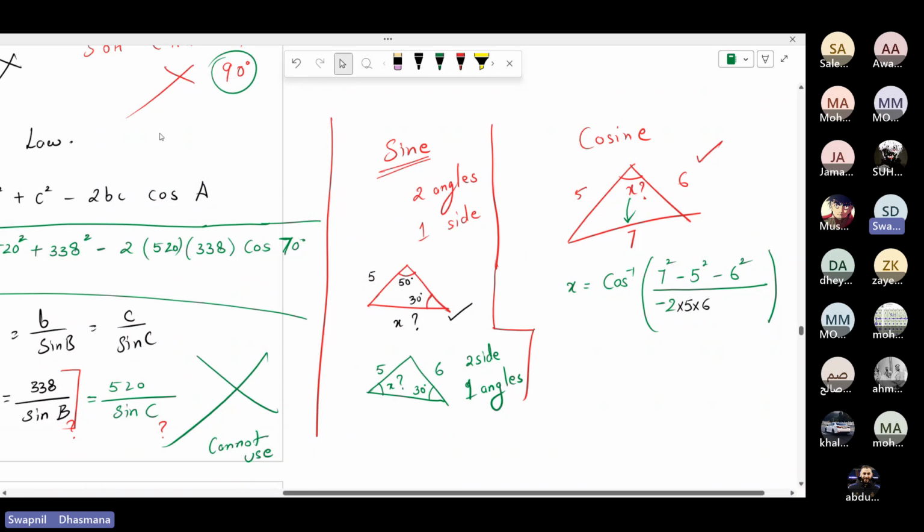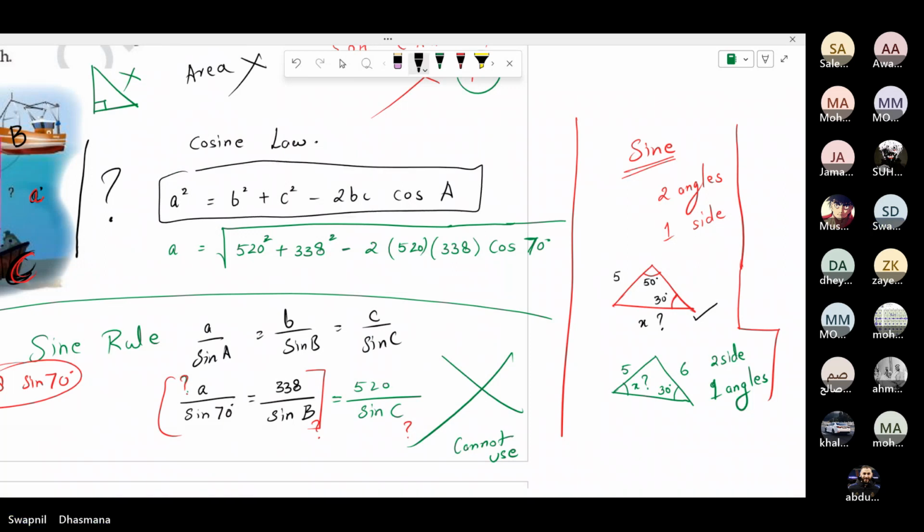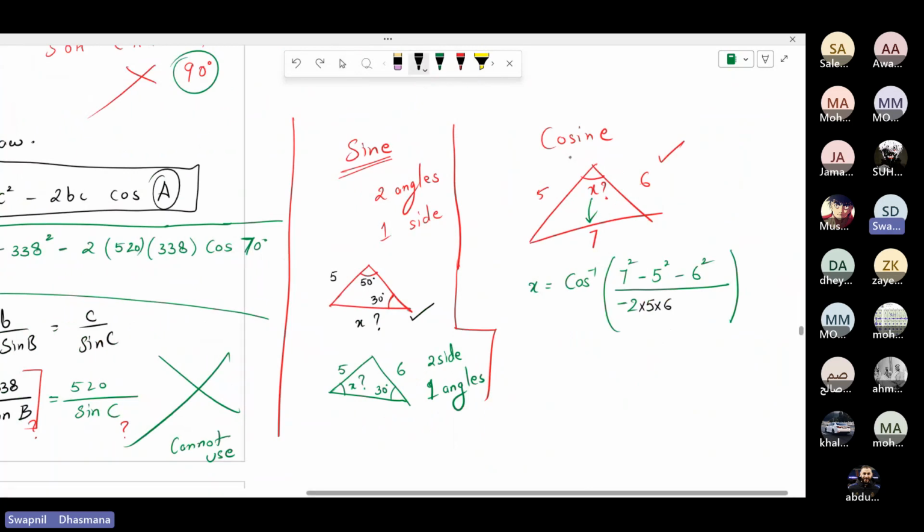So what I did here, I rearranged this rule. Like a equals cosine x, a squared minus b squared minus c squared over this. I'm not doing it because it will not make you understand anything as of now. But this is a shortcut you can use. So if I know all 3 sides, I can use cosine.